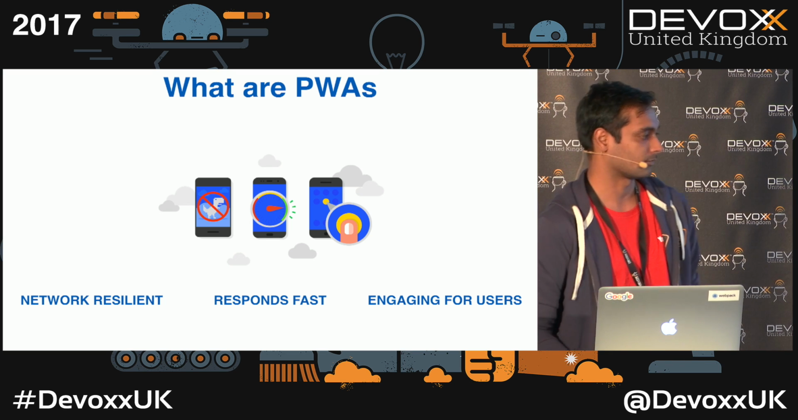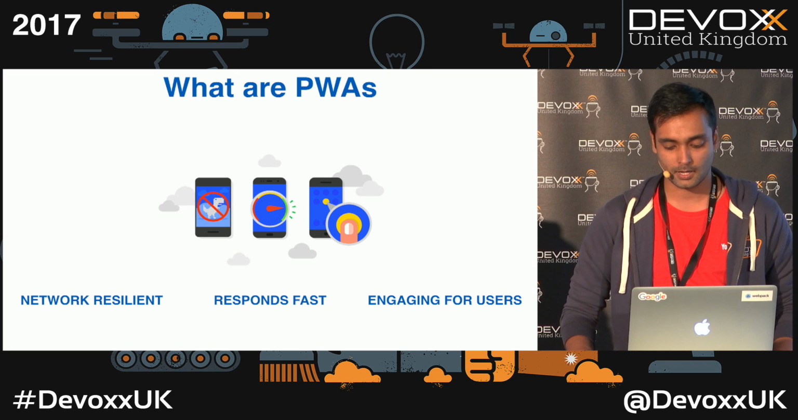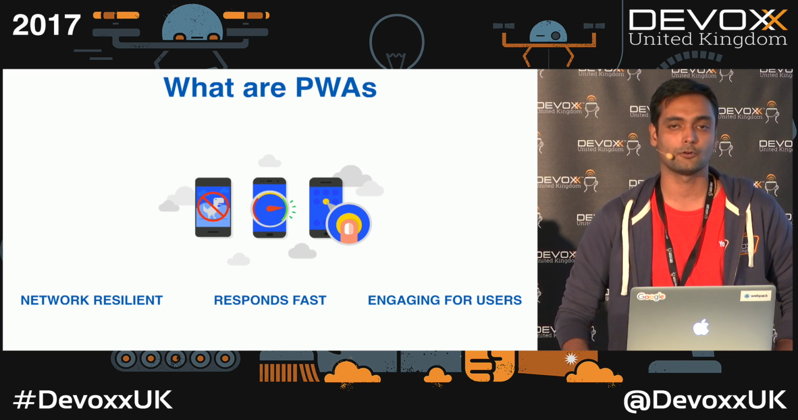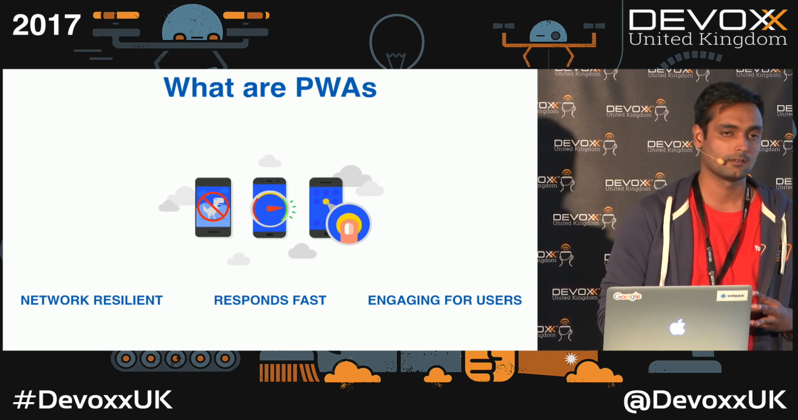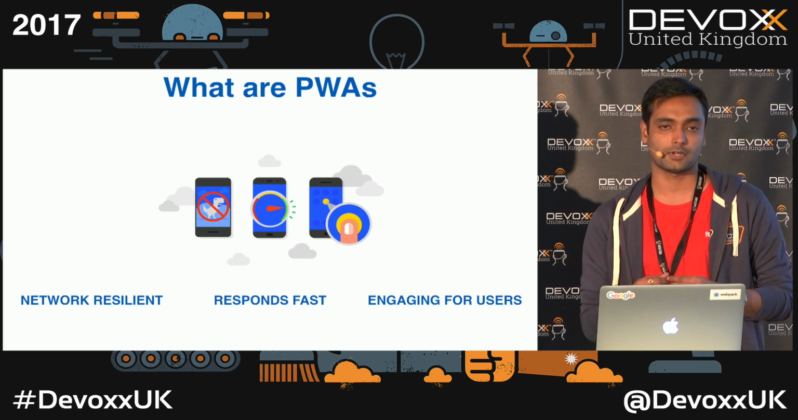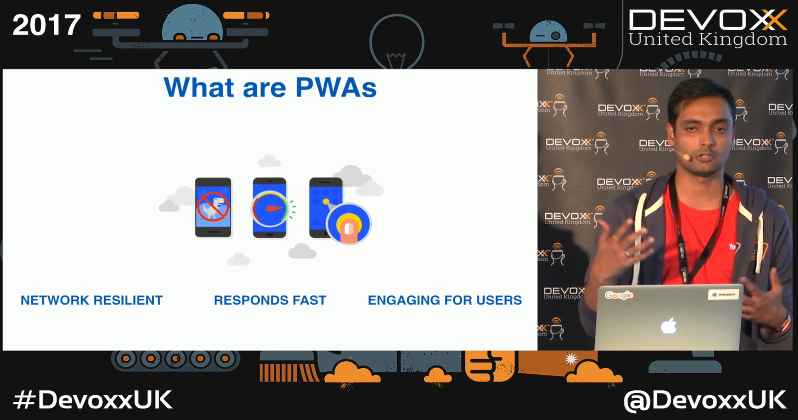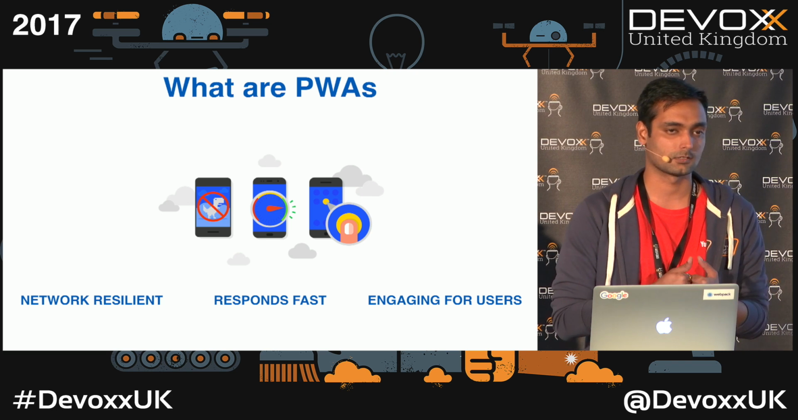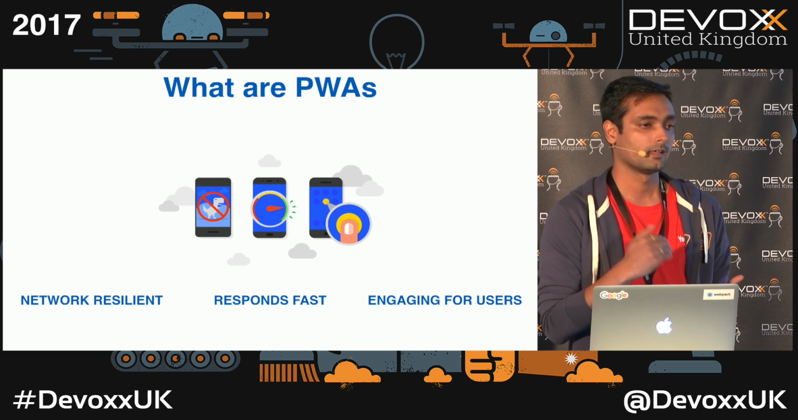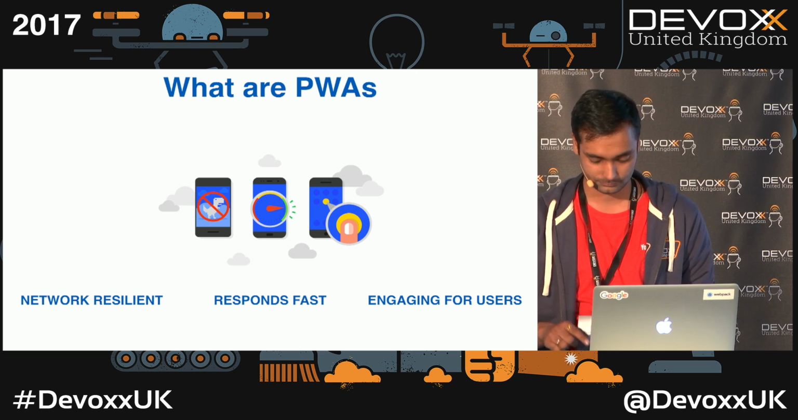Third thing, engaging. PWAs have been proven to have better re-engagement with the help of push notifications. Using again the same service worker API, you can send push notifications to users who are using your websites. They do not need to download your native apps in order to get your push notifications. Your websites are able to send push notifications to your users just like your native apps do.